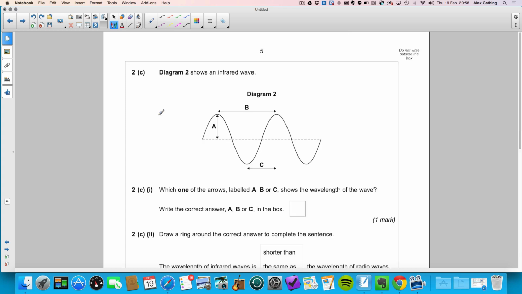Part C, diagram 2 shows an infrared wave. So we've got A indicating the height of the wave there, we've got B from peak to peak, and we've got C there labelling from trough to peak. Which one of the arrows labelled A, B or C shows the wavelength of the wave? Write the correct answer, A, B or C. Okay, so the wavelength is either peak to peak or trough to trough. So the only letter which is indicating that is going to be B.